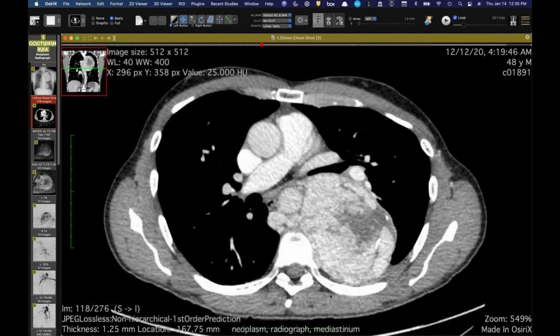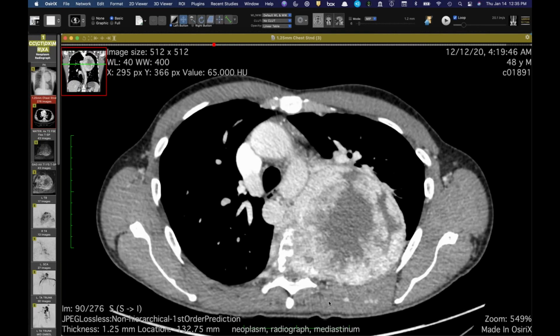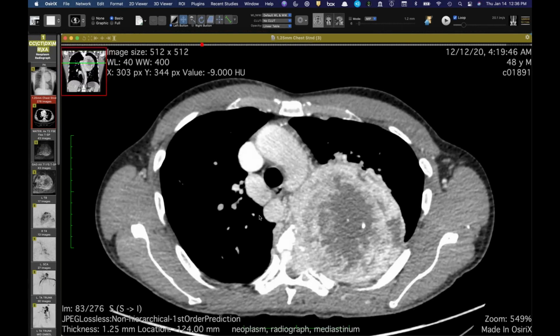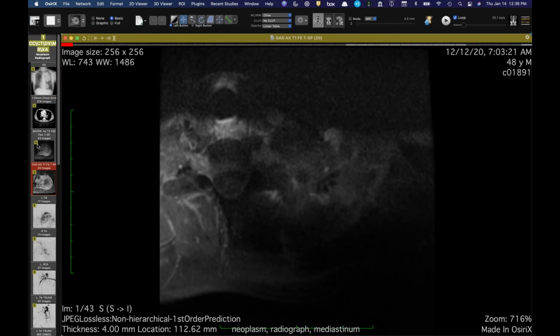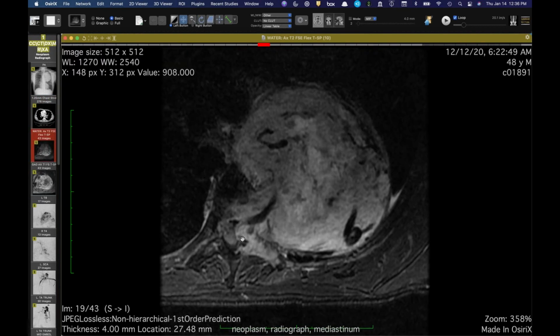That's the first posterior mediastinal paraganglioma I've ever seen. And we've all seen lots of paragangliomas. I have one that's that big, but I've never seen one truly in the posterior. I mean, there is a plexus back there, but it's just not a common one.